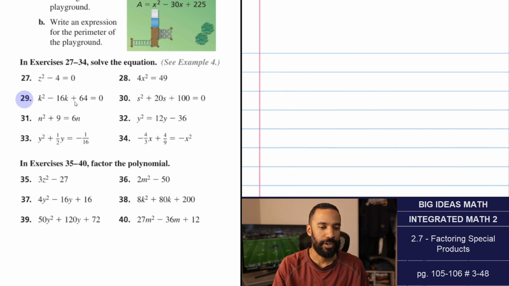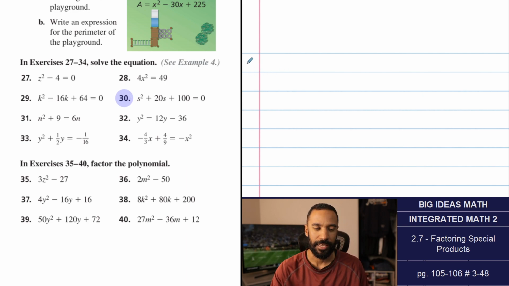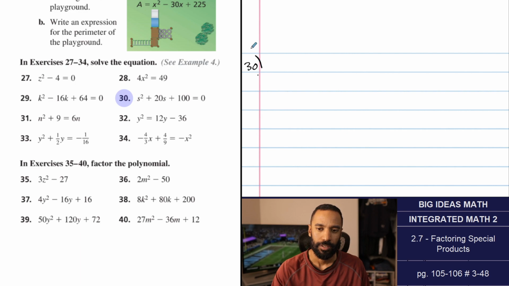All right, number 30. S squared plus 20s. Okay, I'm going to change the stylus, I think.